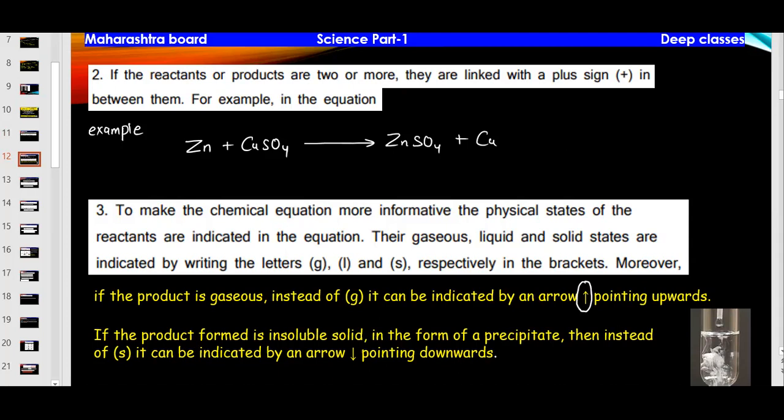If the product formed is an insoluble solid in the form of a precipitate, like I have shown here in the diagram, precipitate means it will be insoluble in the water and you will see some milky substance inside it. Okay, so when it is a precipitate like this, then instead of writing solid, we can indicate it by writing an arrow pointing downward. If the reaction is giving you a product in the form of a precipitate, then we can write the arrow pointing downward. It means that it is a precipitate. Okay, it is clear from the reaction when you see these symbols.